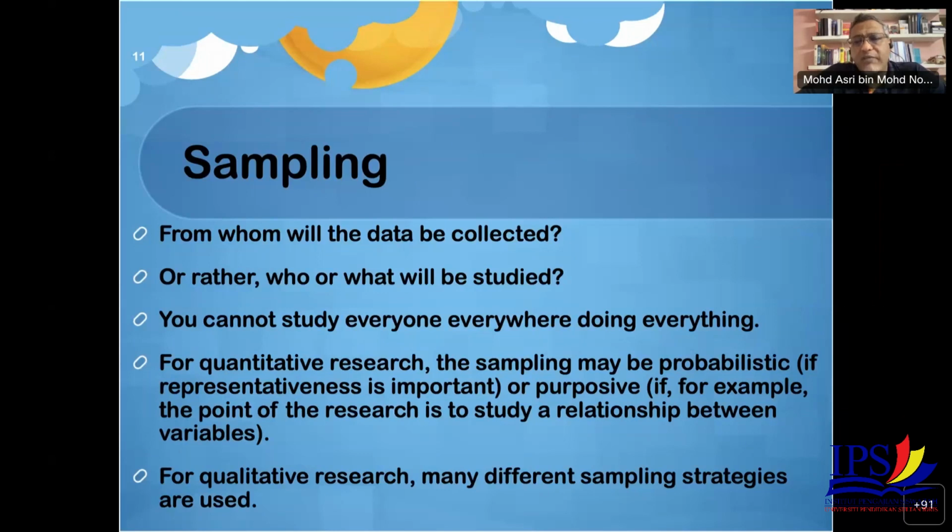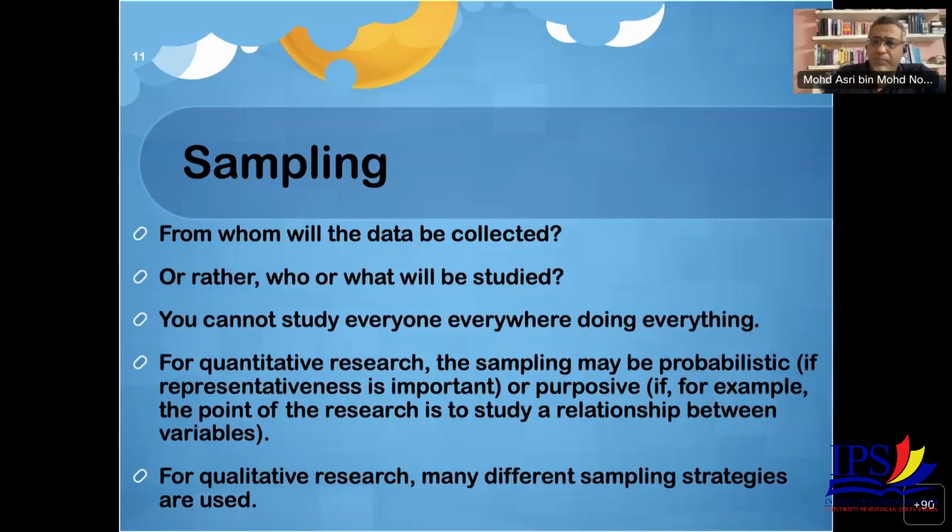Now, you cannot study everyone, everywhere, doing everything. This is talking about population. You cannot study the whole population. You need a sample from the population to understand the population. So for quantitative research, for example, the sampling that you want to use will sometimes be probabilistic, if representativeness is very important, meaning you want it to represent the whole population. And it can be purposive as well. But of course, there are various kinds of sampling technique that you can use.